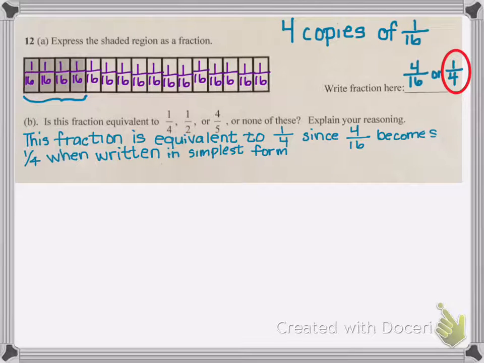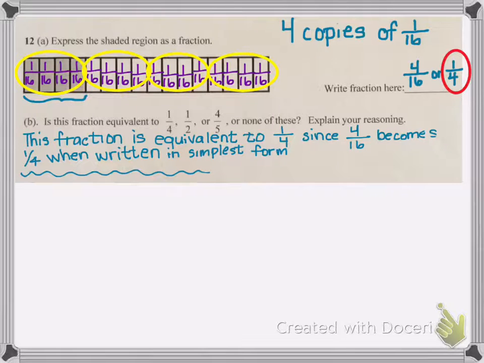Now, there's also another way for us to explain why 4/16 is equivalent to 1/4. Let's take another look at our fraction bar. If we divide that fraction bar into 4 equal parts, each part would contain 4 of those smaller rectangles. So I've taken the entire fraction bar that was divided into 16 parts, but I divided that fraction bar into 4 parts. Each part contains 4 of those little rectangles.